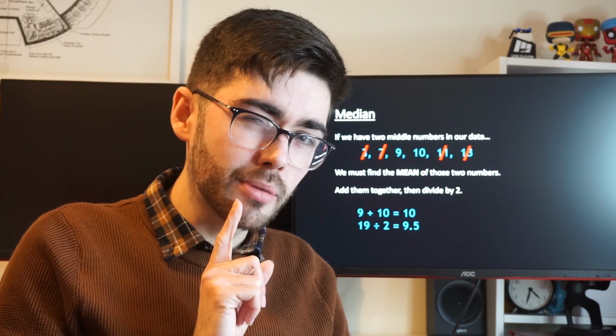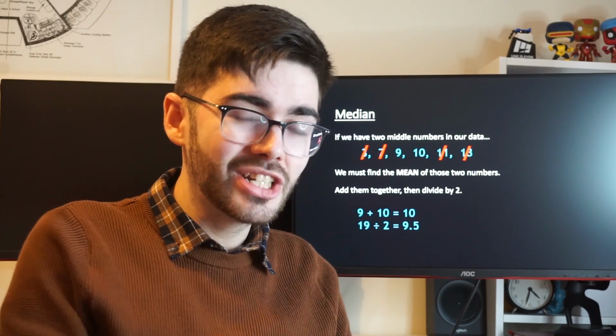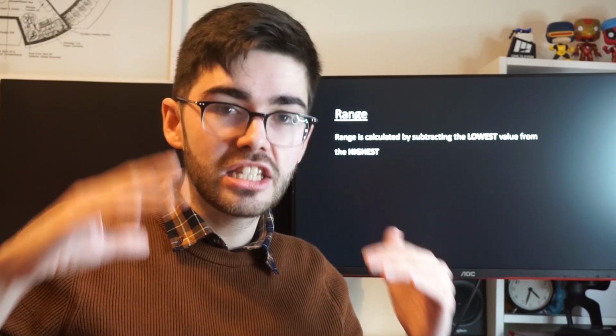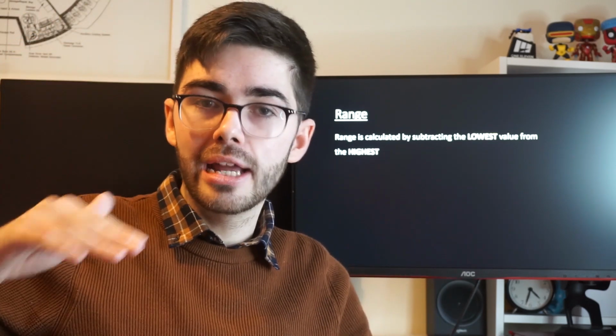Last one, what's the last one we're going to talk about? We've done mean, mode, median. Range is the last one. Okay, how do we find the range of a set of numbers? It's quite simple. All we have to do is take the lowest value away from the highest. It's the difference between the highest and the lowest. It's high, take away, low.